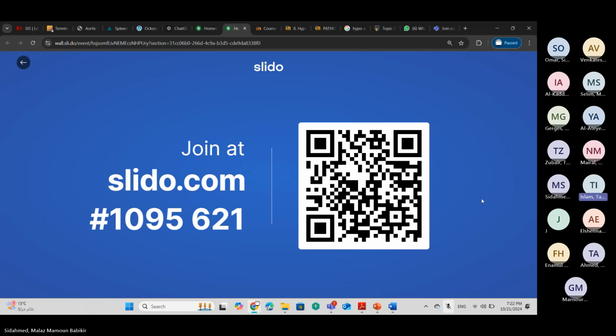How long are we giving them to join exactly? You guys can start joining. Let's give them 2 minutes. Try to join using the QR code. If you can, join slido.com, and I think it will give you a number to write down, and we'll start in 2 minutes.